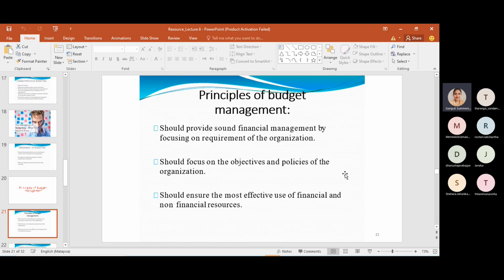If there are any other things which are not considered requirements of the organization, we don't need to take those things into consideration when we prepare the budget. We need to focus on the requirements of the organization. We also need to consider the objectives and policies of the organization. An organization has organizational objectives or goals, and each and every organization has its own set of policies or rules. These objectives and policies should also be considered when we make a budget.